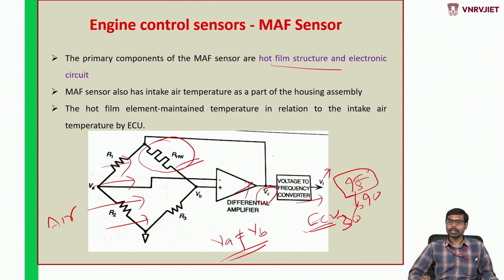If the temperature drop is very high, the voltage is very high. If the temperature drop is low, then the output voltage from the Wheatstone bridge is low, so that the ECU will understand that it is a low load condition.